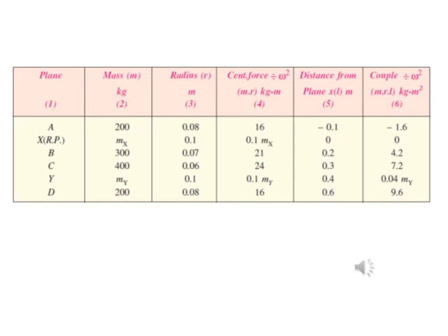So if you want to write down the table, the first one is the plane. The second one is masses in kilogram, then the radius R in meter, then the centrifugal force divided by omega power of 2, or you can write down M times R. The fifth column is the plane distance L. The sixth column is the couple divided by omega power of 2, or you can use M times R times L as the label. So you write down M times R times L for each mass. Over here, you get minus 1.6, the X plane is 0, the B plane is 4.2, and so on. So you get all the values.